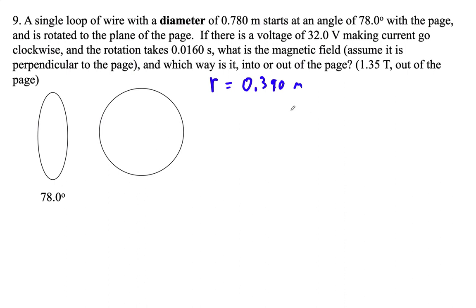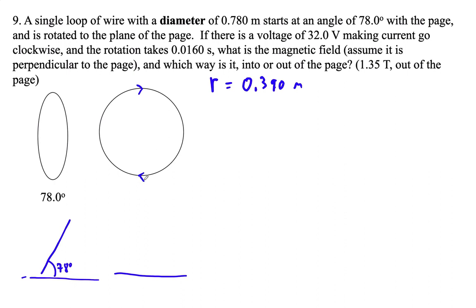All right. And then it starts like this. It's like at an angle. So if we saw it from the side, it would be like, and here's the table, right? And then at the end there, it's like this. Okay? So 78 degrees. Okay. And then there's a voltage making a current go clockwise. Okay, so the current in response to this goes clockwise.